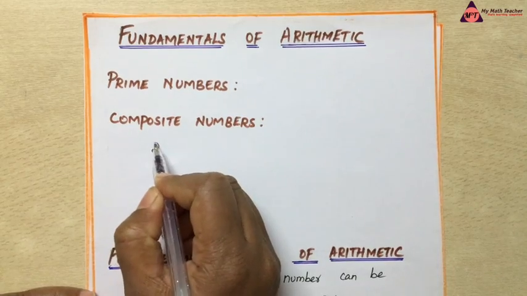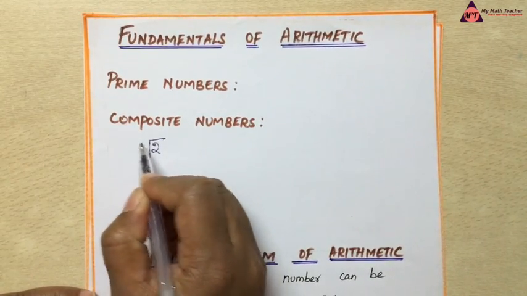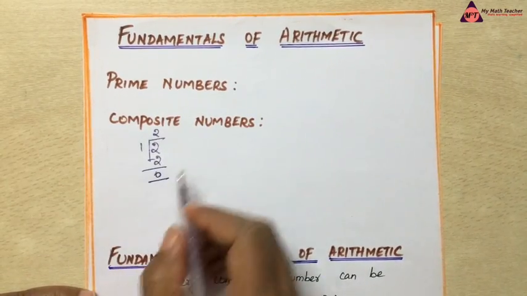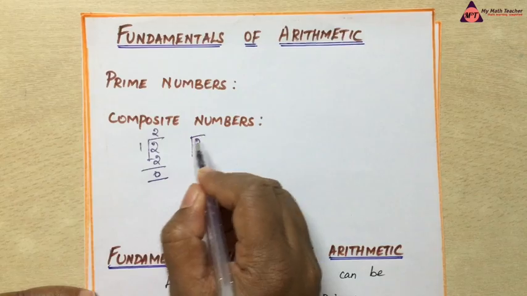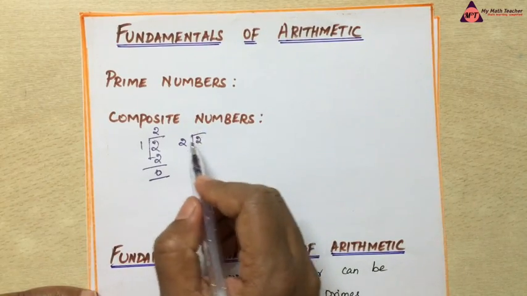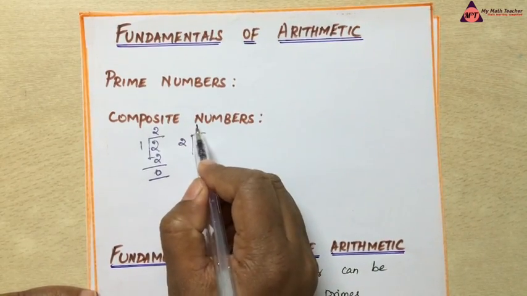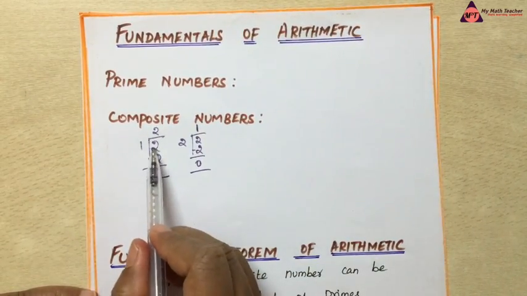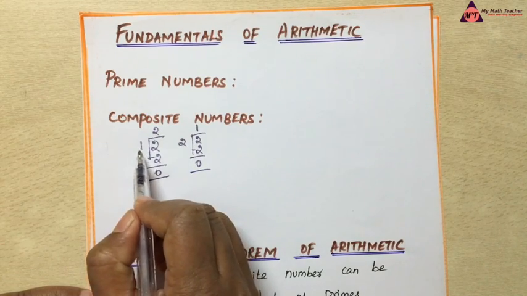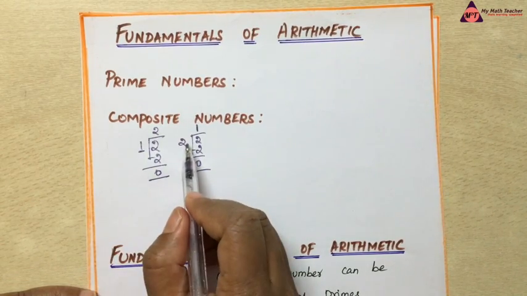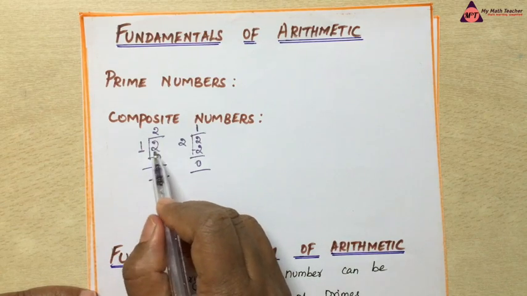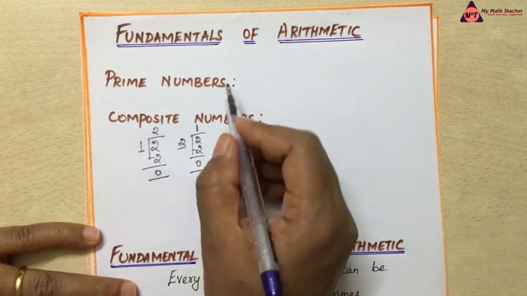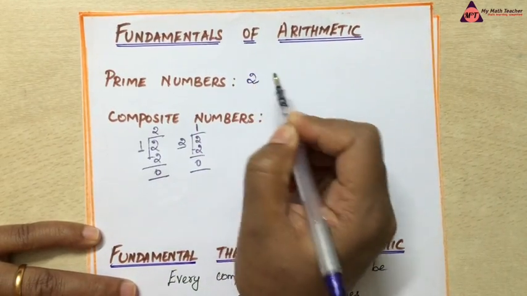Number 2, when you divide this by 1, we will get the quotient as 2. Remainder is 0. When the same number 2 is divided by 2, you will get the quotient as 1. So, we can see number 2 can be divided by 1, and also by the number itself, that is 2. So, this number is called a prime number. 2 is a prime number.